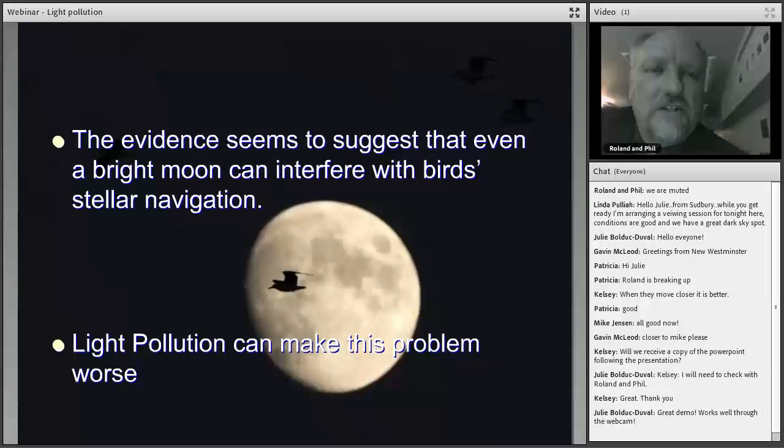Now, there are some studies that suggest that even a bright moon will interfere with those birds' stellar navigation, and it's a foregone conclusion then that light pollution can make this problem worse.